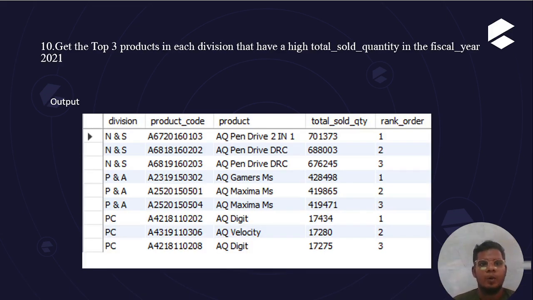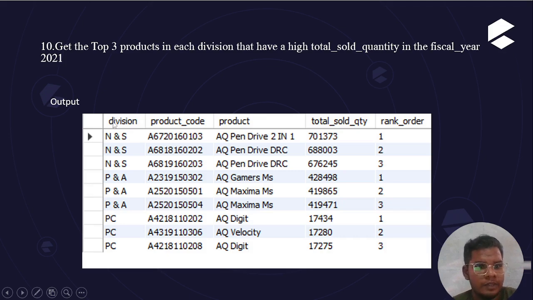Get the top 3 products in each division that have the highest total sold quantity in fiscal year 2021. Here is the result, right? The division, the product code, the product, the sold quantity, and rank order. In each division, we just capture the top 3 ranks.